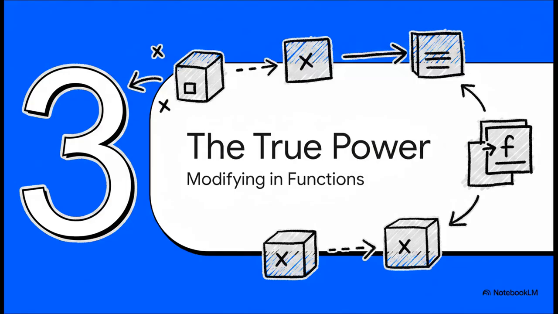So that's kind of cool, right? We can change a variable indirectly, but you might be thinking, so what? Why would I do that?